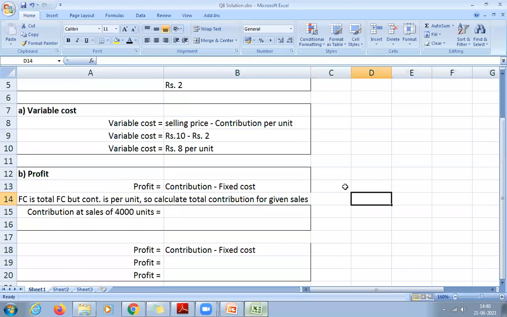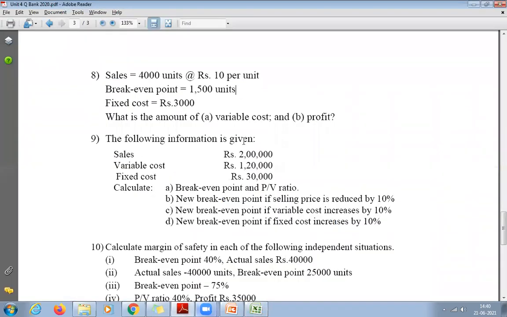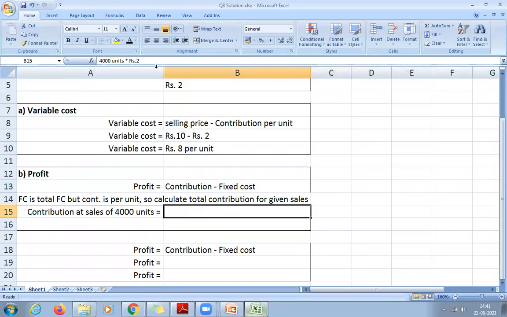I can't do that, because fixed cost is the total fixed cost, but contribution is per unit. So first you have to calculate the contribution for the total units. How many units are sold? 4,000. Okay, so it's very simple. You multiply 4,000 into the per-unit contribution, and you will get the total contribution.